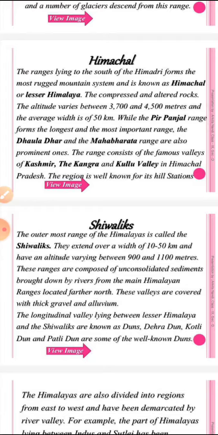And between the Himachal and Shivalik ranges, we get narrow longitudinal valleys, and these valleys are known as dunes. You can take the example of Dehradun, Kotli Dun, Patli Dun. These are some of the longitudinal valleys.